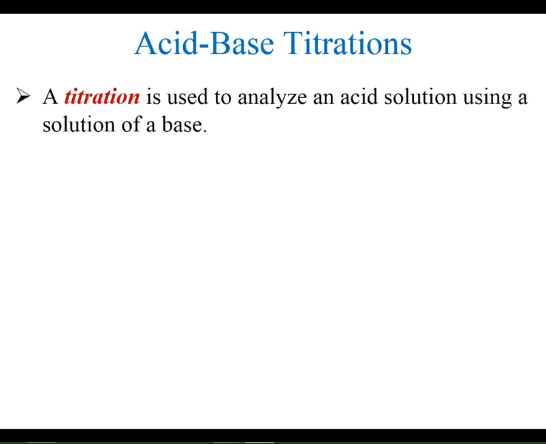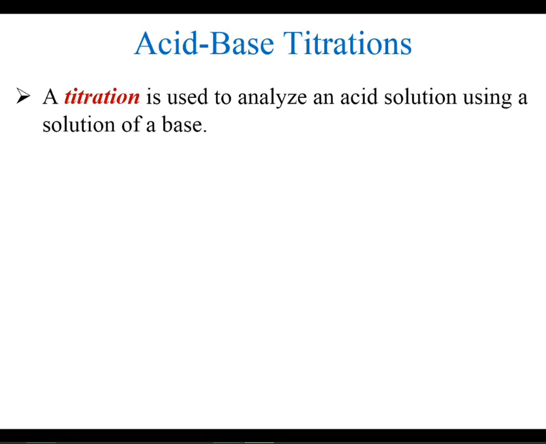Okay, so let's do some calculations now here with these called titrations. So one handy thing we can do with acids and bases is you can take the concentration of one and find the concentration of another. So for example, oftentimes you can know the concentration of a base and use that to find the concentration of an acid.